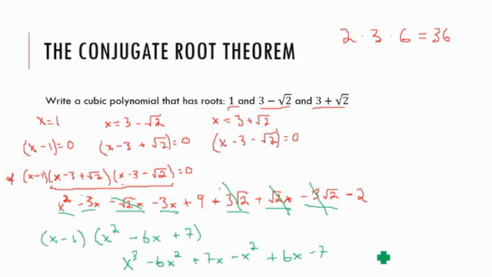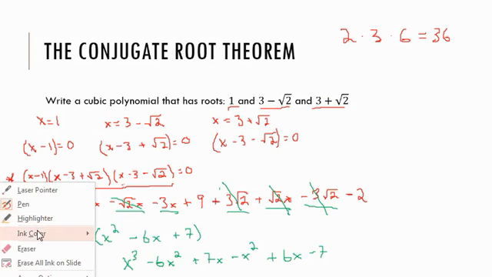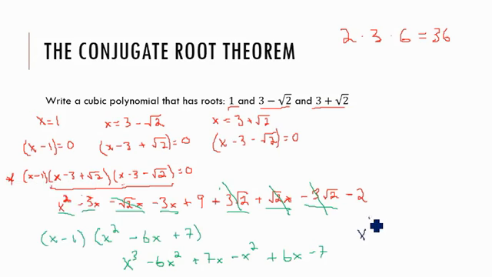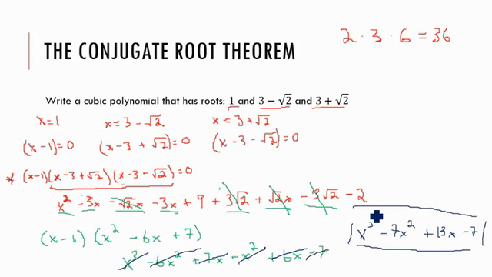To combine like terms, I'm going to get my final polynomial, which I will put in blue: x cubed. So minus 6x squared minus x squared is minus 7x squared. Plus 7x plus 6x is plus 13x. And don't forget minus 7. And that is your final polynomial.